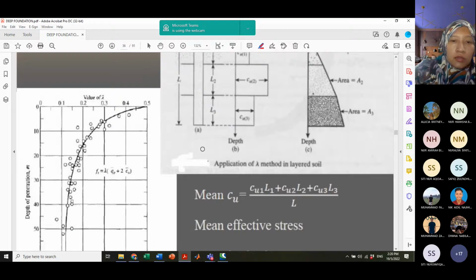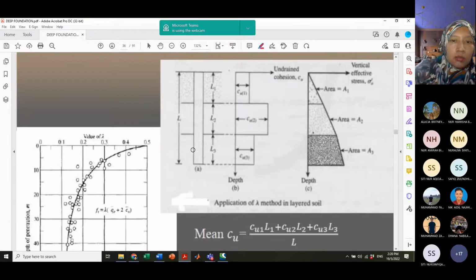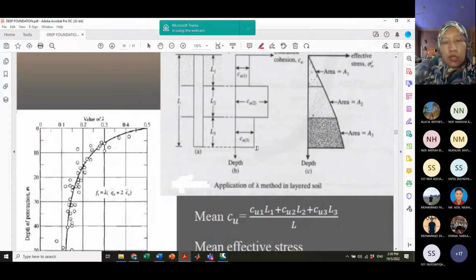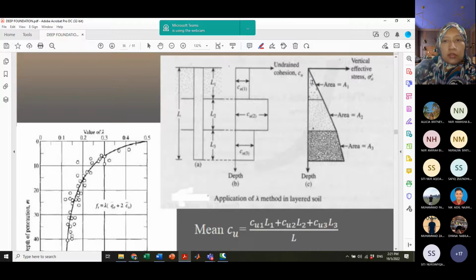Okay, ada soalan tak? So dalam this method lambda ni, it shows you that if you have a pile that embed into few layers which having different properties of the clay C, you akan nampak the C for the first layer may be less compared to the middle, or somehow at the third layer dia akan berkurangan. So, but ideally it says that the stress will be increased by the depth.